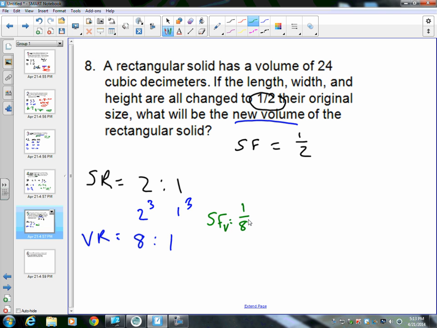So we take this, multiply it by our original volume, 24. So we say 24 times, I'm going to put it in parentheses, 1 over 8, our scale factor. Okay, so 24 times 1 over 8, or divide by 8, it's the same thing. You end up with 3. This is also in the same cubic decimeters as their units.